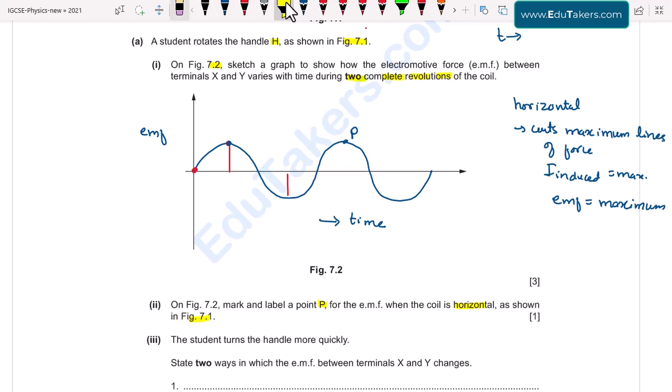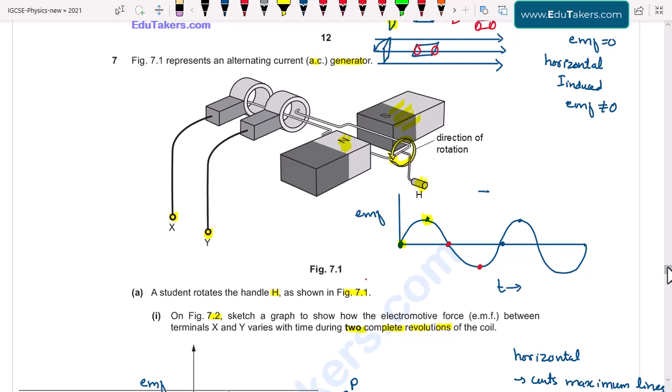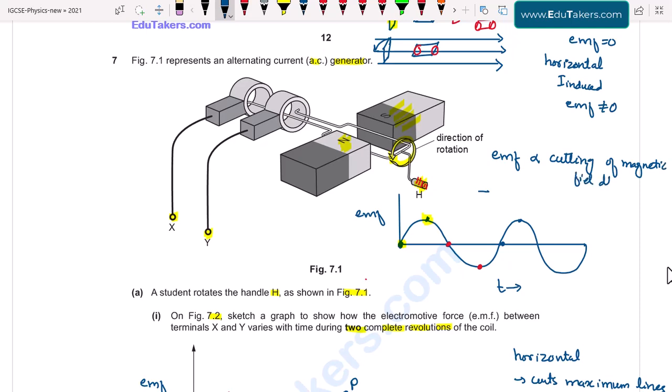So here, going back to the diagram. So when the student turns this handle very rapidly, then it means that the cutting of magnetic lines of force must be greater, because we know that EMF is directly proportional to cutting of magnetic field lines, which is represented by phi. When there is maximum cutting of magnetic field lines, EMF will be larger, and in this way there will be a larger EMF as compared to the first one.